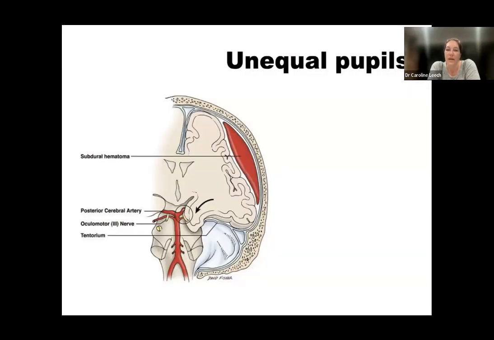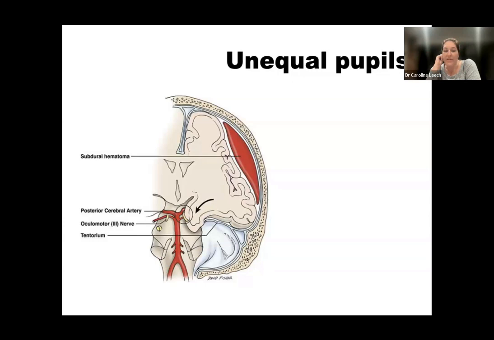So why do unequal pupils happen when you have got a head injury? Here's a nice diagram. In this situation, the patient's had a subdural hematoma, a bleed on the brain, and you can see it squashing the brain. With the pressure, the brain is looking to get out, and there's a hole here, the tentorium, so you get uncal herniation. When that happens, it's squashing the oculomotor nerve, meaning that there is no longer parasympathetic innervation, so the pupil can't constrict, it's just going to have unopposed dilatation. So on the same side as the bleed, the pupil will be dilated.